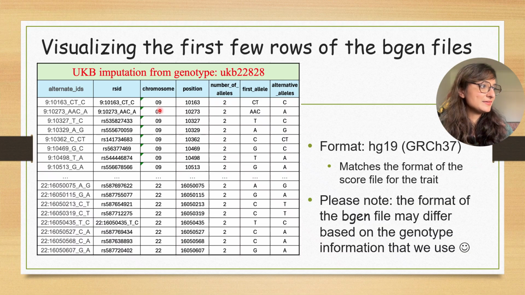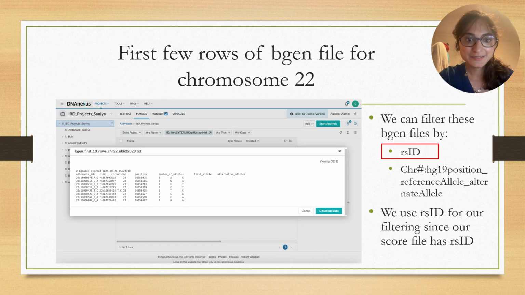But you can see they have alternate IDs here. They have RS IDs, chromosomes, position, number of alleles. So sometimes be careful, because this is just a snapshot. Of course chromosome 1 begins with 1, but this is just some example of what the format looks like for them. First allele, alternate alleles.